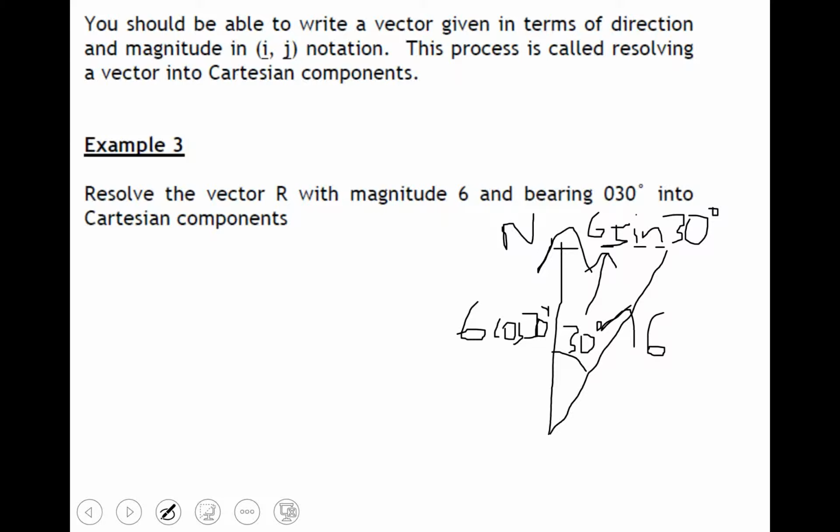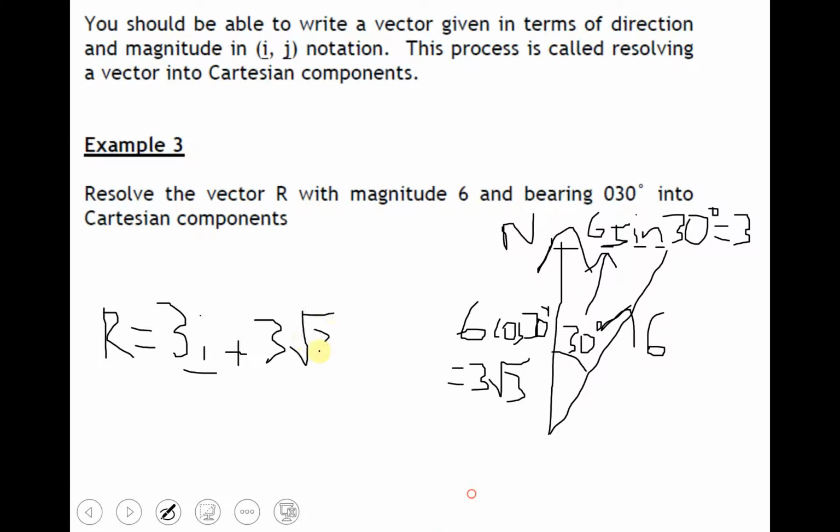Now 6 sine 30 degrees is equal to 3. 6 cos 30 degrees is equal to 3 root 3. So r would equal 3i, because that's how much it's going horizontally, plus 3 root 3 times j, because that's how much it's moving vertically. But I also have to be careful as to what's pointing upwards and downwards.